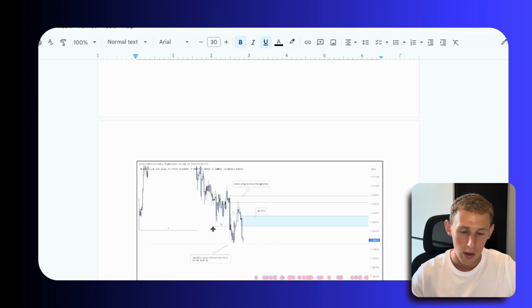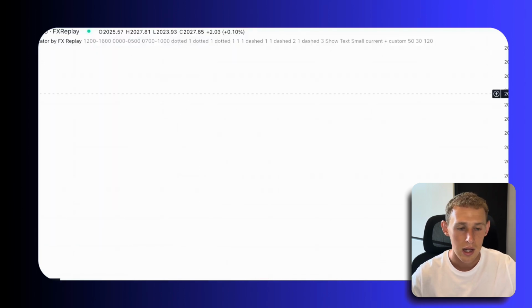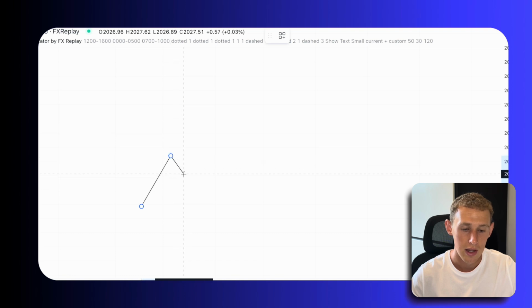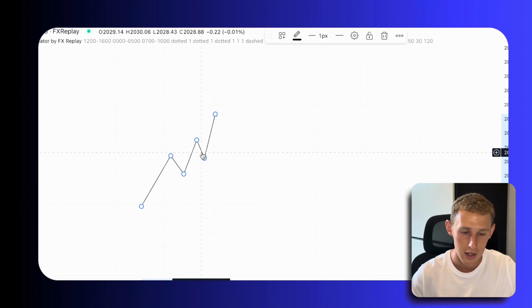we can see we've got the B and the C. This stands for breaker structure and the C is change of character. For anybody unfamiliar, a breaker structure is just essentially when in an uptrend, price breaks the current high. So this is a breaker structure just here. This is a breaker structure just here because price broke the most recent high.